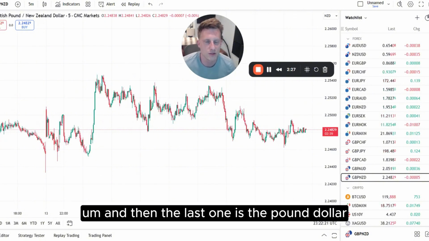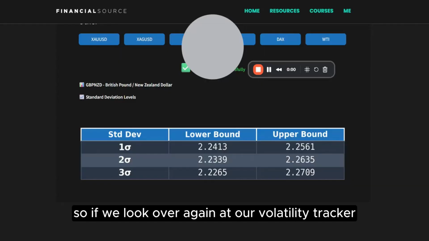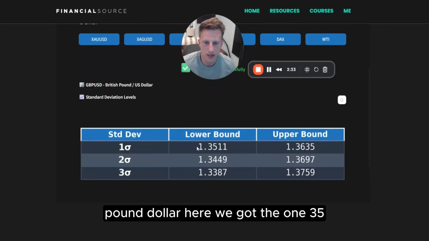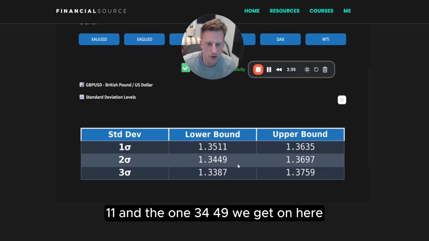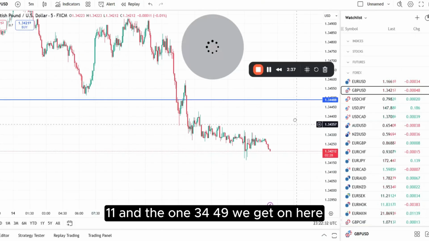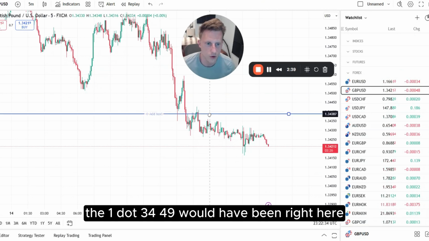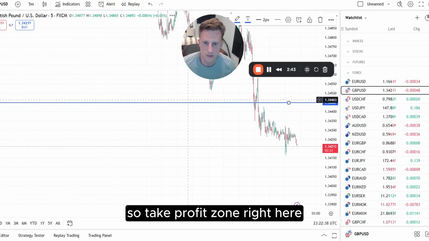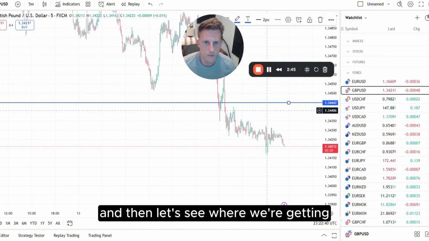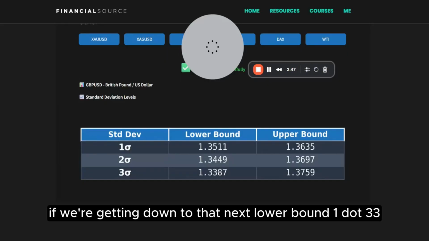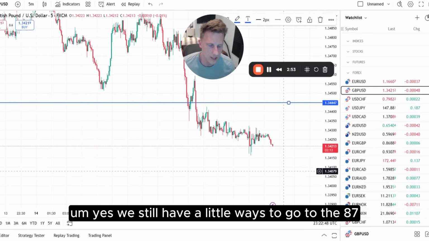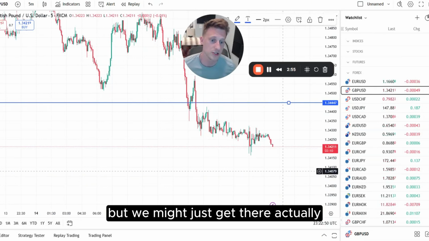And then the last one is the pound dollar. So if we look over again at our volatility tracker, pound dollar here, we have the 1.3511 and the 1.3449. We get on here, 1.3449 would have been right here. So take profit zone right here. And then let's see if we're getting down to that next lower bound, 1.3387. So we still have a little ways to go to the 87, but we might just get there actually.